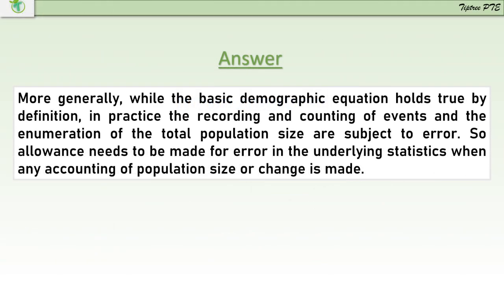More generally, while the basic demographic equation holds true by definition, in practice the recording and counting of events and the enumeration of the total population size are subject to error. So allowance needs to be made for error in the underlying statistics when any accounting of population size or change is made.